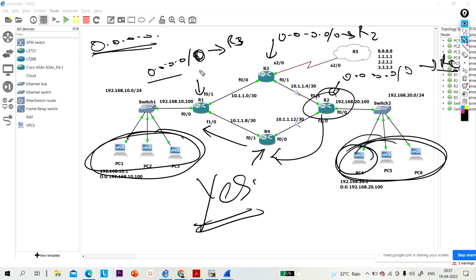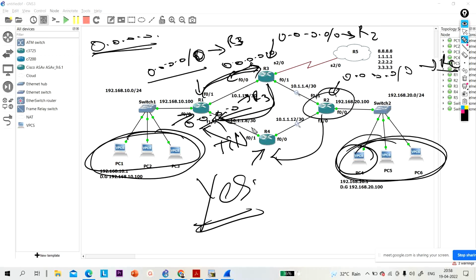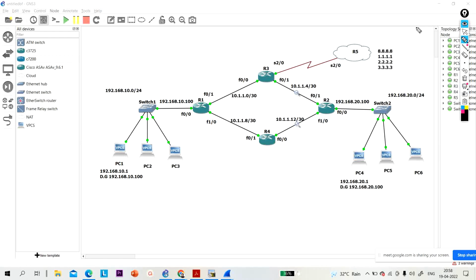Because when you configure default routes everywhere, there is a chance of loop. Consider if I configure one default route towards R3 on R1, 0.0.0.0 towards R3, and on R3 one default route towards R1, what will happen? If R1 receives any traffic and does not find an entry in its routing table, it will forward it to R3. Again R3 will check its routing table, will not find an entry, so it will use the default route, which is towards R1. Now again R1 will send to R3, R3 to R1. This traffic will move until 255 hops, so there is a chance of loop. That's the reason the recommendation is to configure it only on the edge router, the router which is connected to the ISP. Fine.